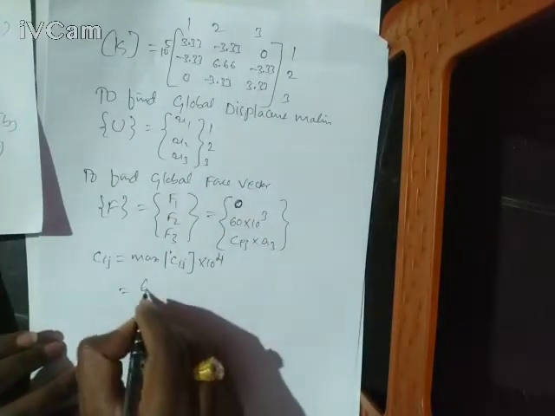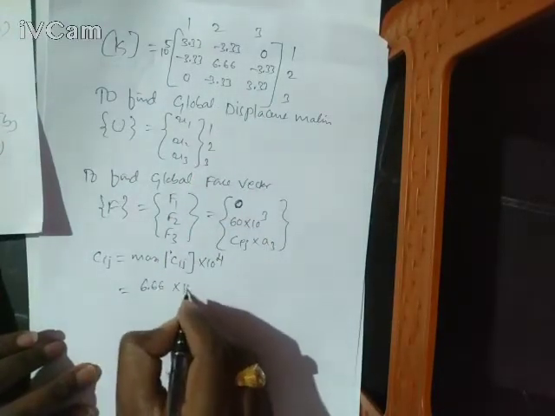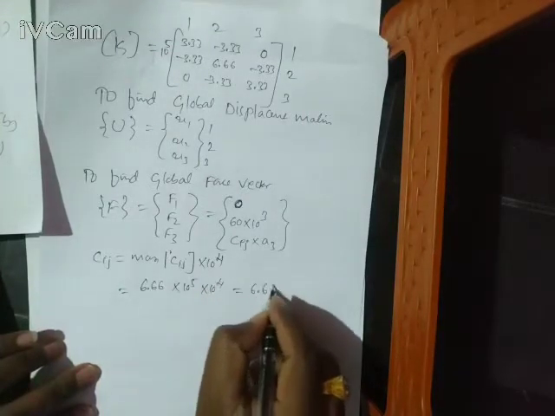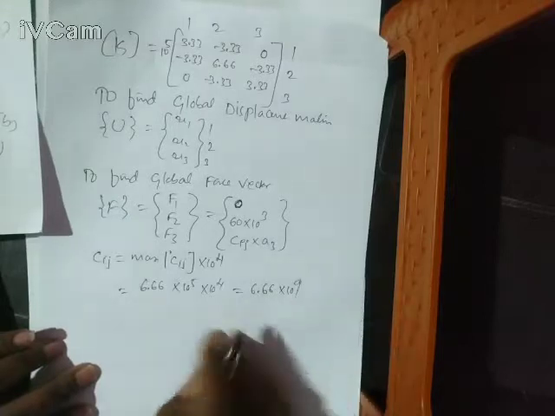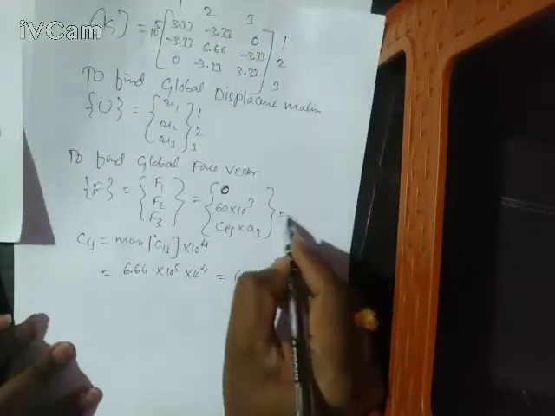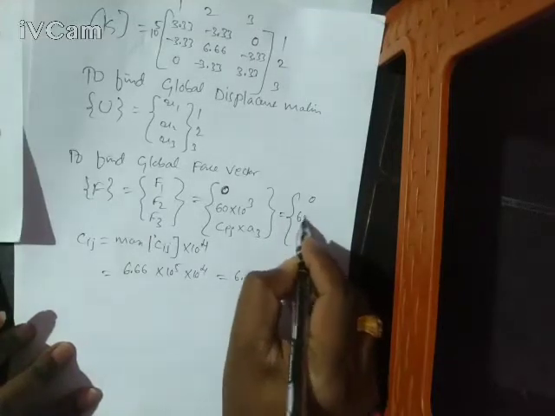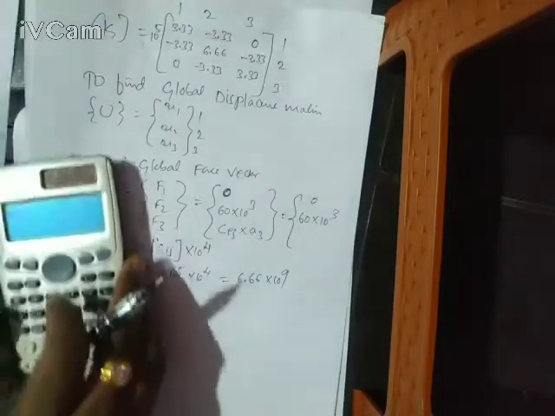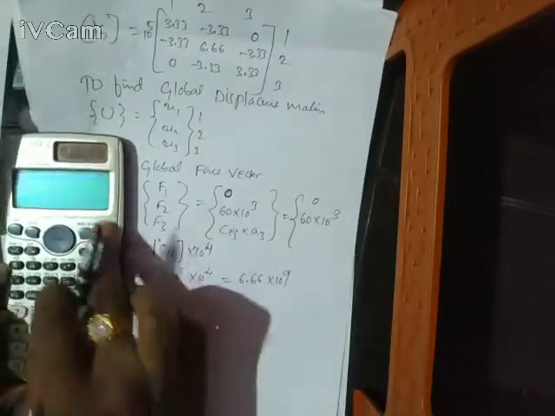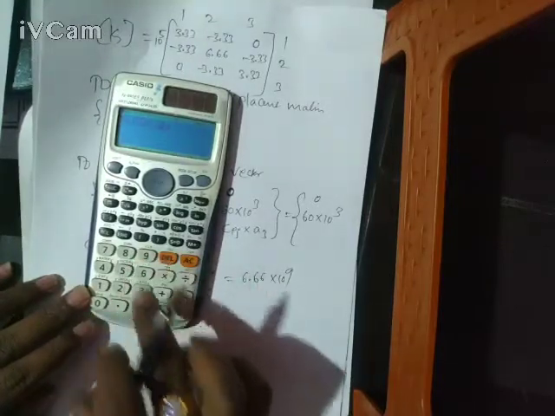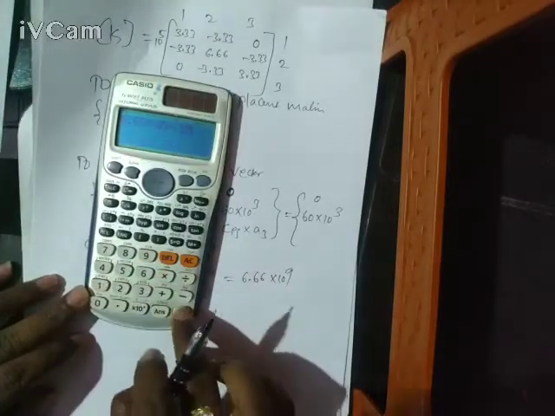Maximum value is 6.66 into 10 to the power 5 into 10 to the power 4. So how much will I be getting? 6.66 into 10 to the power 9. Am I right? So now further, if I write this 0, 60 into 10 to the power 3, Cij means, see here, 6.66 into 10 to the power 9 into 0.12.